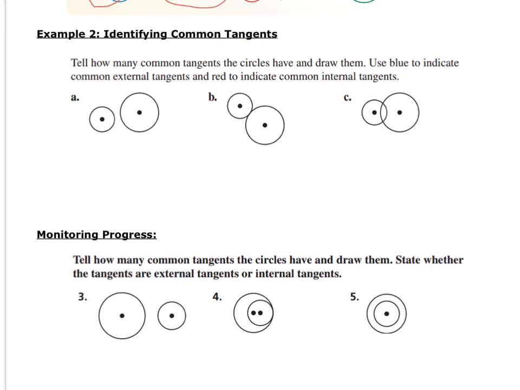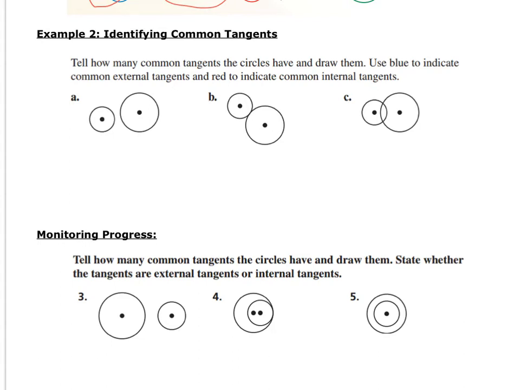So let's do this example too. Identifying common tangents. Tell how many common tangents the circles have and draw them. Use blue to indicate common external tangents and red to indicate common internal tangents. Now, if you don't have different colors, draw your lines and then put an I next to that line or an E next to that line. E means external or outside, and I would be your internal tangent. Well, when you look at these two circles, there's not going to be anything internal, but they do have some possibilities for external.